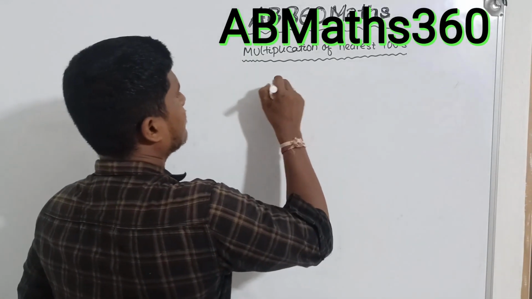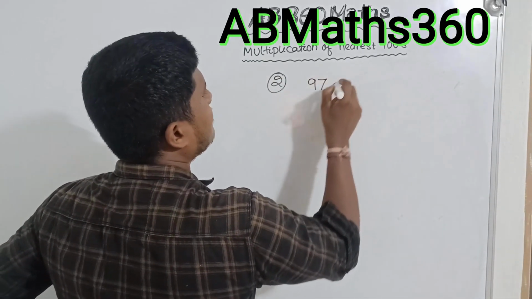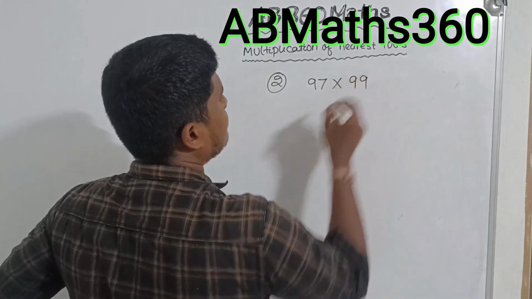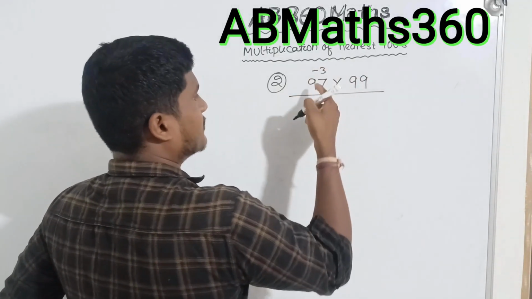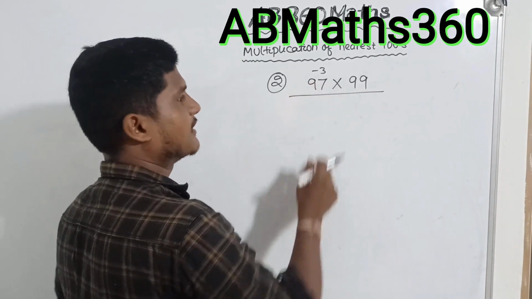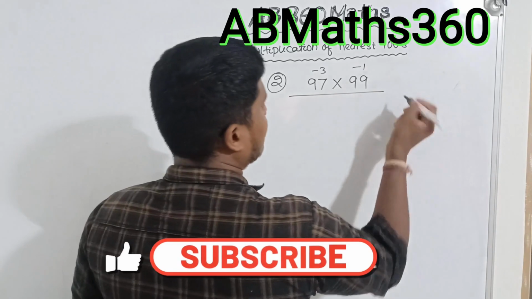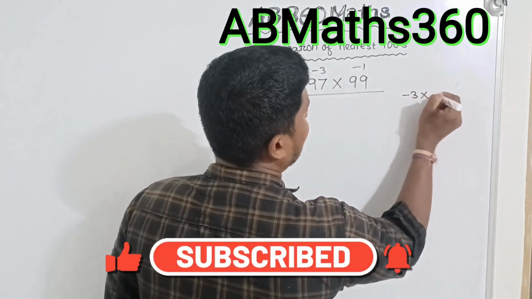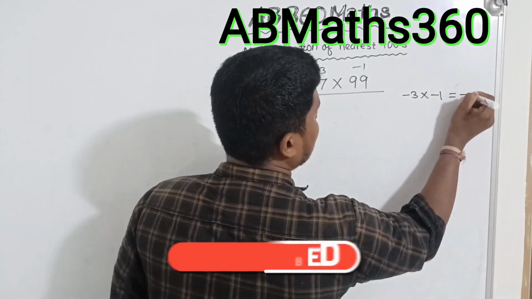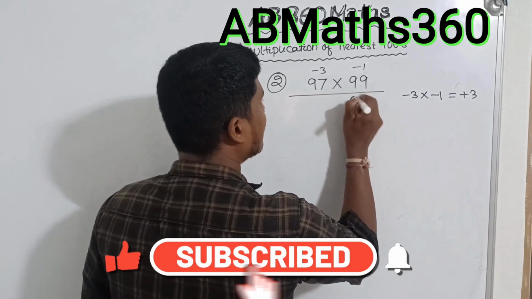Okay, we are going now to the second type of model. Suppose 97 multiplied with 99. Here 97 means 3 units less than 100, and here 1 unit less. Here it is the same situation: minus 3 multiplied with minus 1. What is the result? Plus 3. So input just 3.